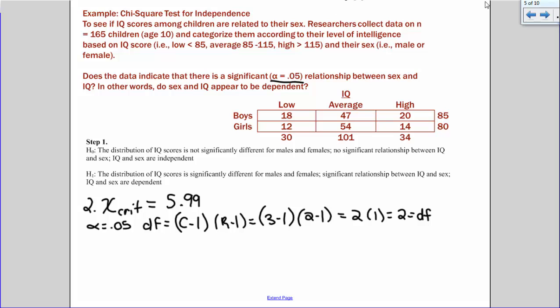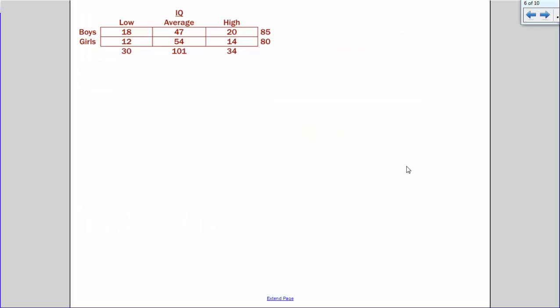All right, let's do our calculations. This is going to be somewhat tedious because there are so many groups. We're still going to have to sum up all of the FO minus FE squared divided by FE, but we're going to be doing 6 of those this time instead of just 3 in the last example. So this is going to be a little bit more challenging.